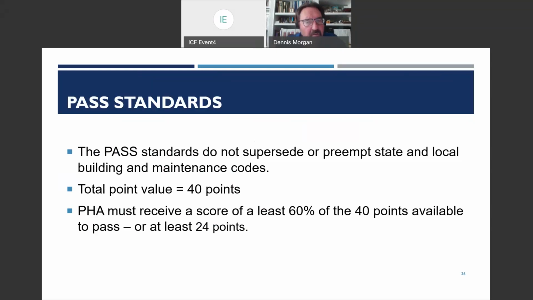In order to be classified at least as a standard agency or as a high performing agency, I must achieve at least 60% of the points available under PHAS, or at least 24 of those points, in order not to be classified as a substandard agency. If I fall below 24, then I'm going to be classified as a substandard PHAS, substandard physical. And at that time, I would also have a workout plan associated with that.